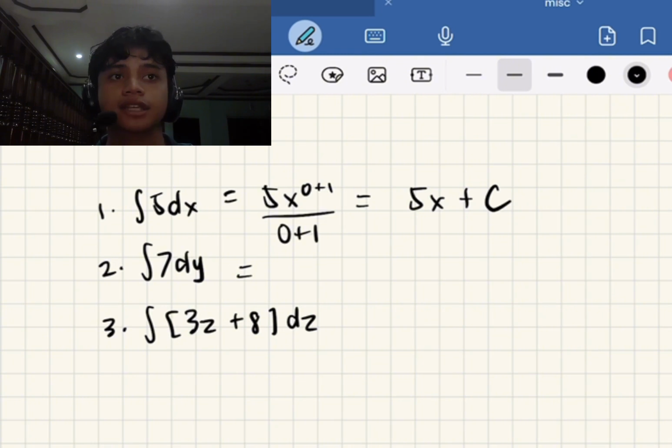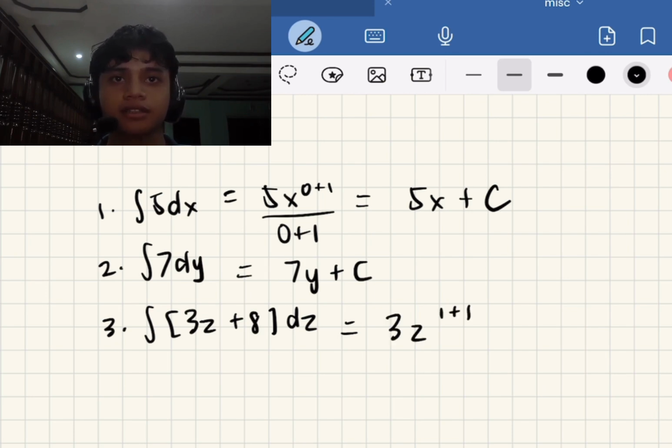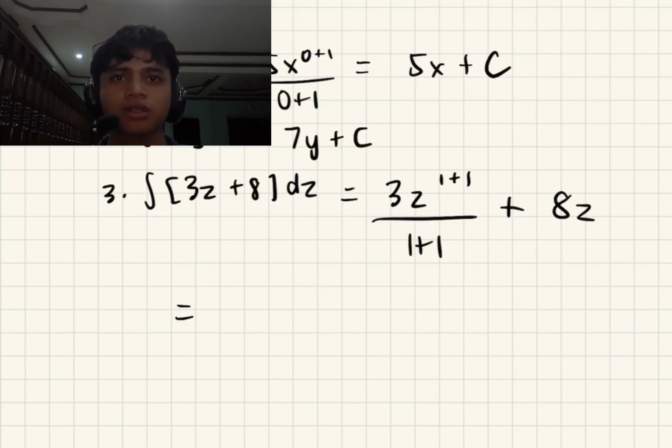Instead of 7x, this is going to be 7y plus c. For 3z plus 8, it's going to be 3, and the z, the first power, which becomes z squared over 2. 8 becomes 8z, and then we'll write plus c. So we can simplify this as 3z squared plus 8z plus c.